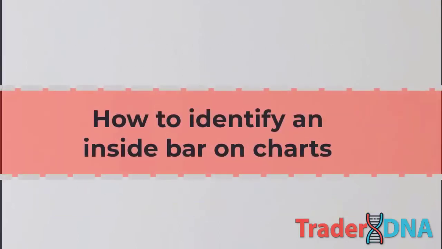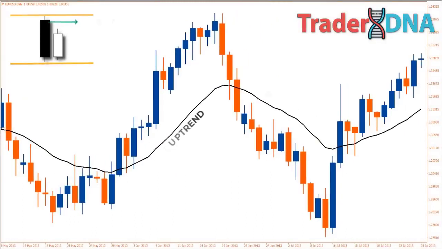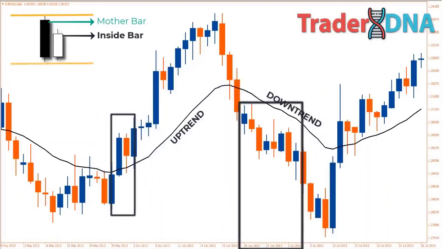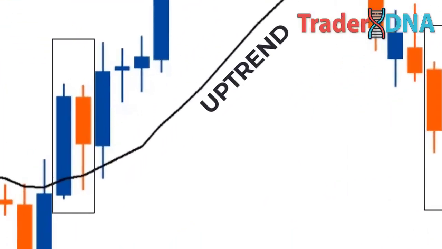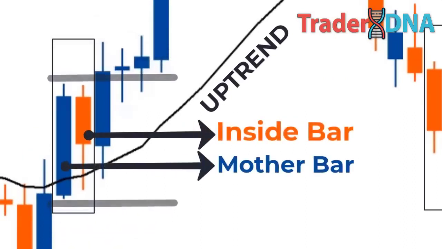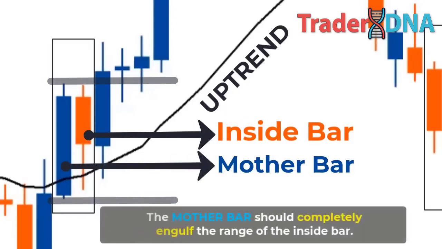The following steps are used when identifying the inside bar pattern on your trading charts. First, identify a preceding trend using price action or technical indicators. Second, locate the inside bar pattern, whereby the inside bar is engulfed fully by the preceding candle's high and low. To recap, here's an illustration showing the attributes of an inside bar. The inside bar's range, high to low, should be engulfed entirely by the previous bar's range, also called the mother bar. Another way of saying it is that the mother bar should completely engulf the range of the inside bar.